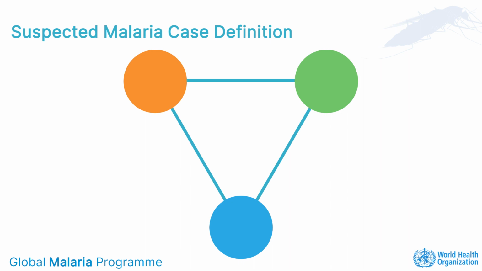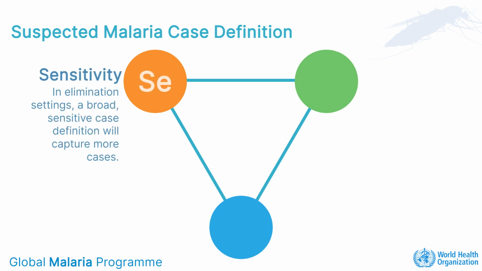Malaria may also be the underlying cause of anemia and jaundice because of the loss or suppression of red blood cells. If there are sufficient resources, all persons with any of these signs and symptoms should be tested for malaria in a country working to eliminate malaria. For instance, everyone with fever or history of fever should be tested for malaria. This would be a very sensitive case definition and is likely to capture most malaria cases.